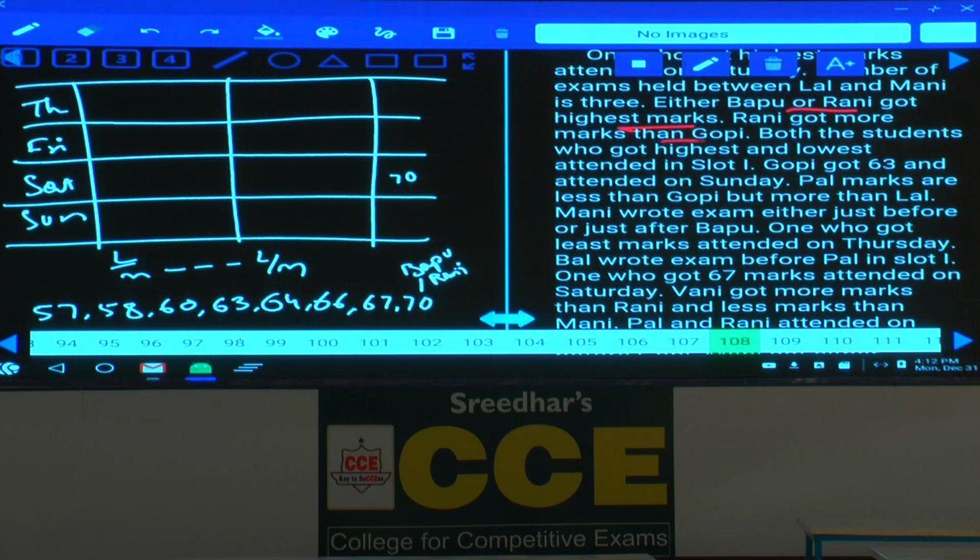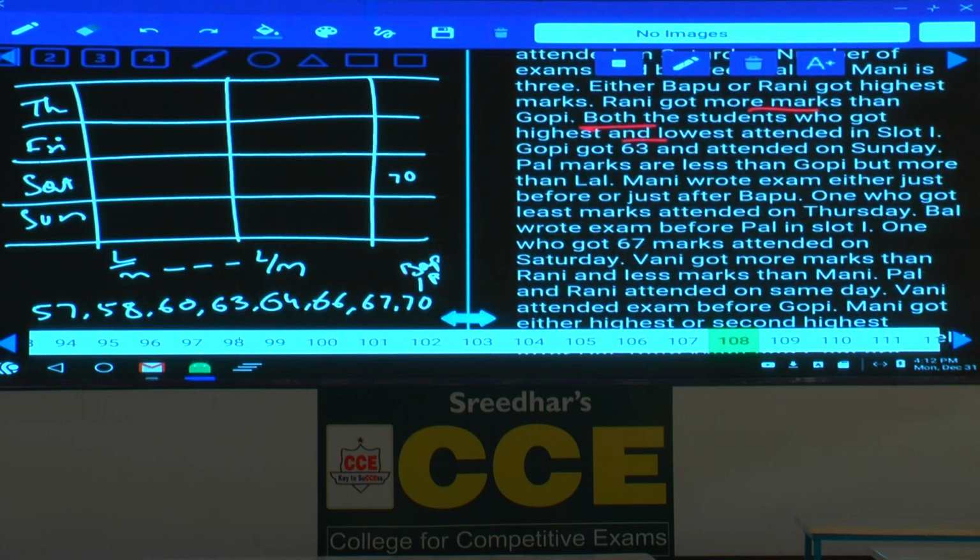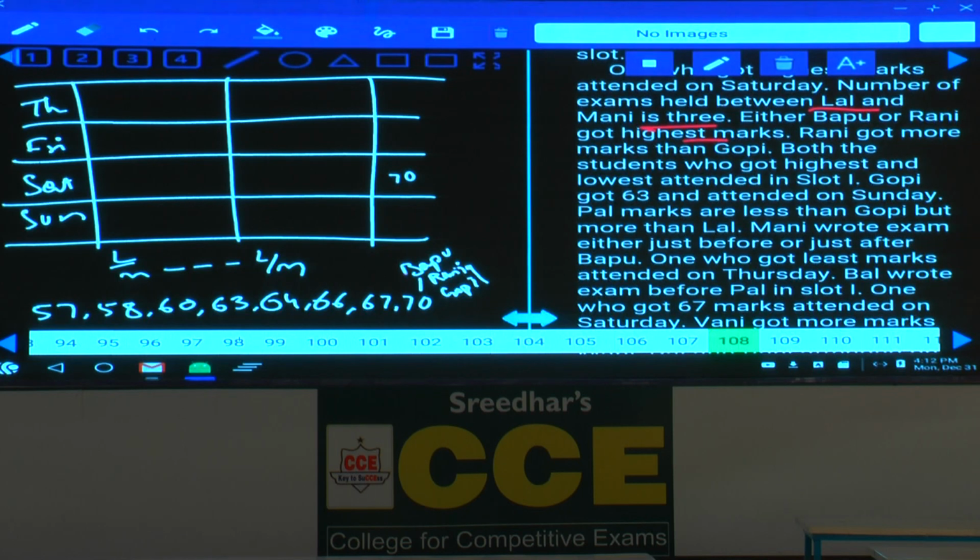Rani got more marks than Gopi. Now, this Rani got more marks than whom? Gopi. Next one. And Rani got more marks than both the students who got the highest and the lowest marks and attended in slot 1. Highest and the lowest attended in slot 1.